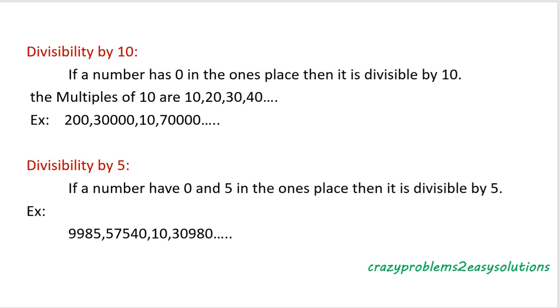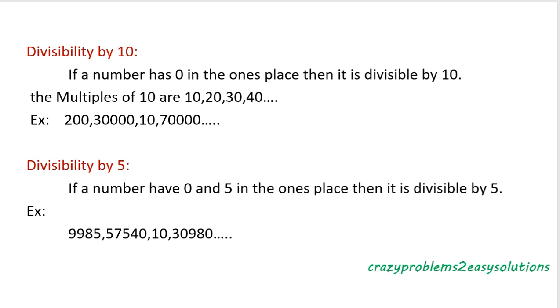Next, divisibility by 5 is similar to divisibility by 10. In divisibility by 10, we considered only 0. But now we have to consider 0 and 5 in the ones place only. A number which has 0 or 5 in the ones place is obviously divisible by 5.